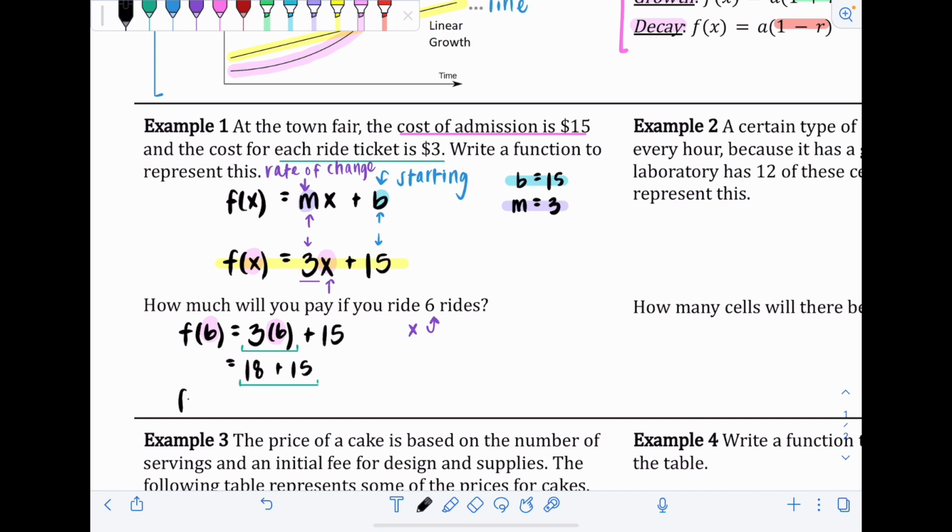So I would end up with f of 6 equals 18 plus 15, so 33. So what that means is if you ride 6 rides, you will pay $33 total, including the cost of admission plus the 6 rides that you go on.